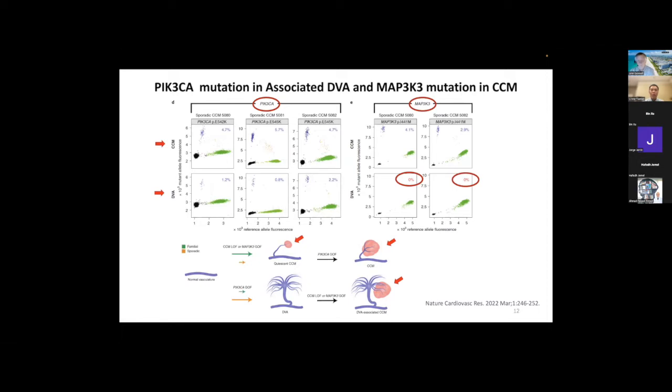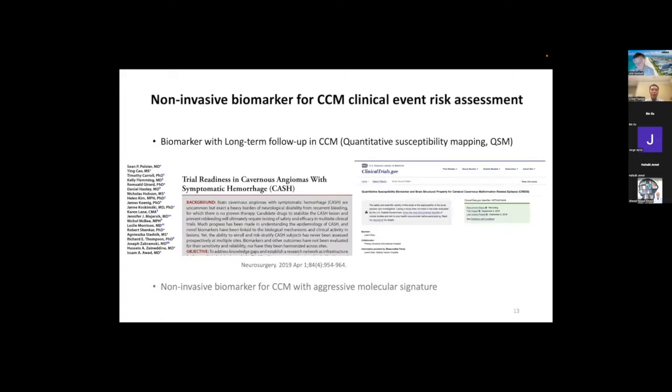However, for the patients, they actually need risk assessment before we can get these tissue samples. So we need non-invasive tools to distinguish these CCMs with different stability features. Then we come to the next slide.